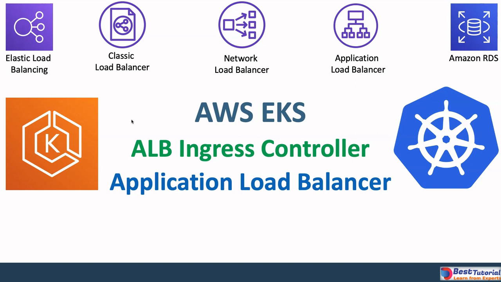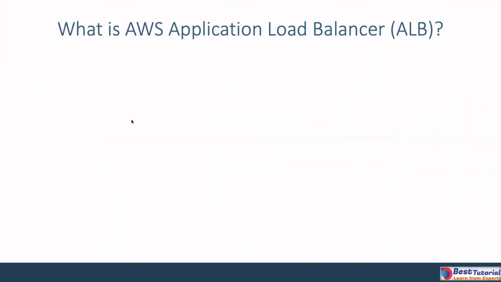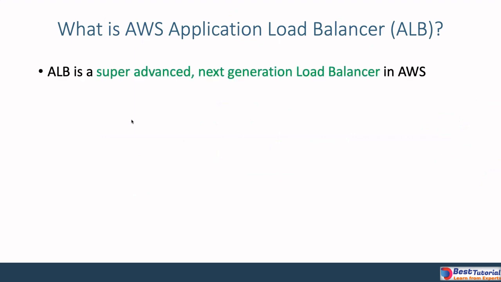Okay, so let's move on with what is application load balancer in AWS. ALB is a super advanced next generation load balancer in AWS. It supports tons of features. Let's see what are those to get a high level idea on how much it is capable of.